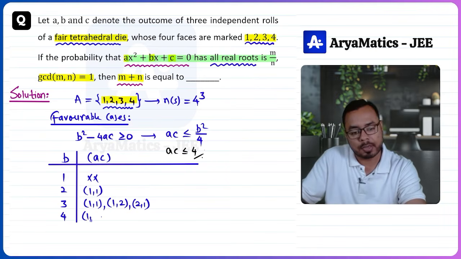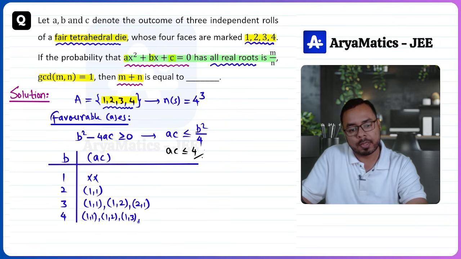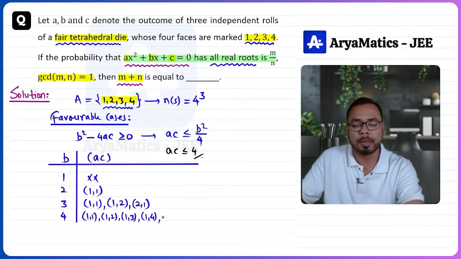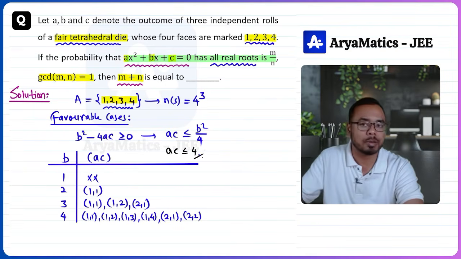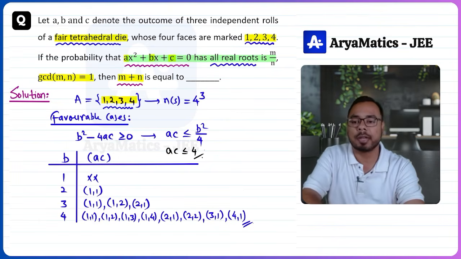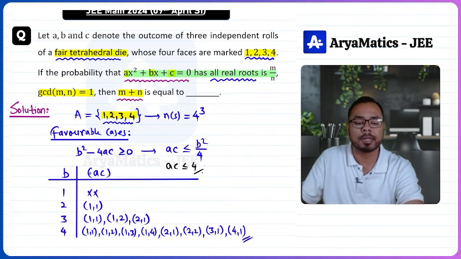So if I take A as 1, then starting with 1, 1, we can have 1, 1, 1, 2, 1, 3, and then 1, 4. These four cases you can get if A is 1. Similarly, if I take A as 2, then we have 2, 1, 2, 2. We cannot make 2, 3 because in that case we cannot satisfy this condition. If I take A as 3, then we have 3, 1. We cannot take 3, 2. And finally, we can have 4, 1. So these are the different cases if B is 4. Right? These are the different possibilities for AC.